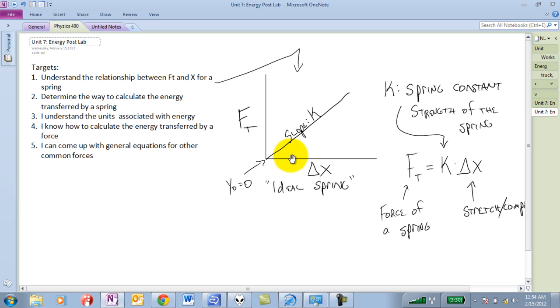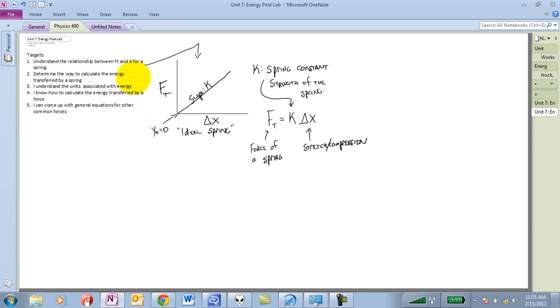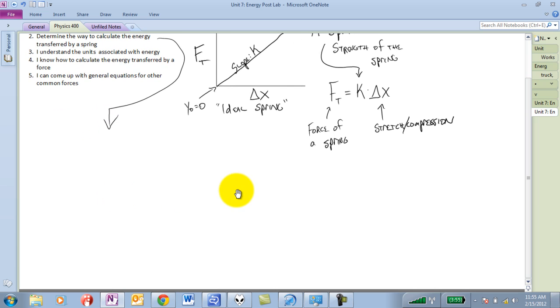The next thing that we need to look at, and this was actually our other main goal for the lab, is to determine how to calculate the energy transferred by a spring. So in order to do this, let us take this to the next step and say, all right, how do we calculate ES? So let's go back to the graph here of Ft versus delta x. And my first question that I have to ask is, wait a minute, hold on. As I continuously stretch the spring further and further, what happens to the energy?